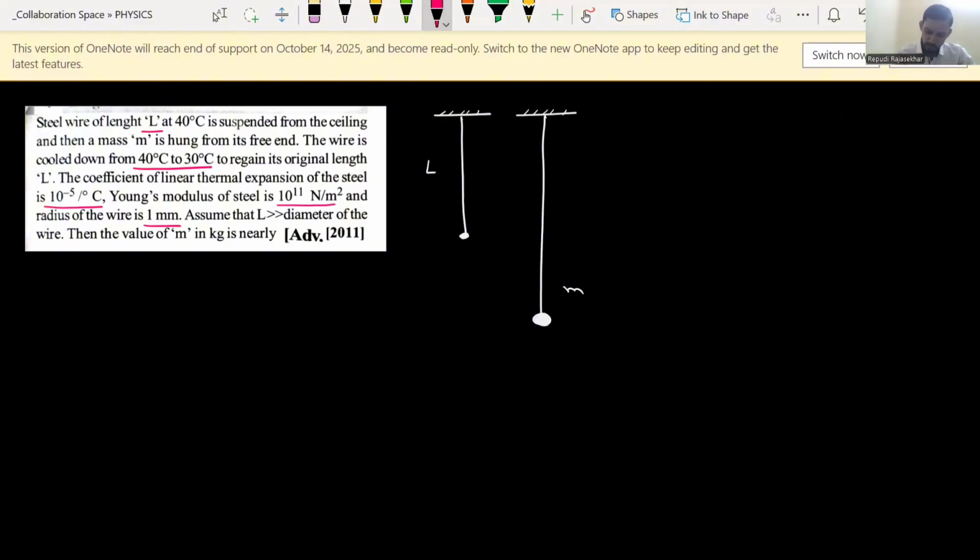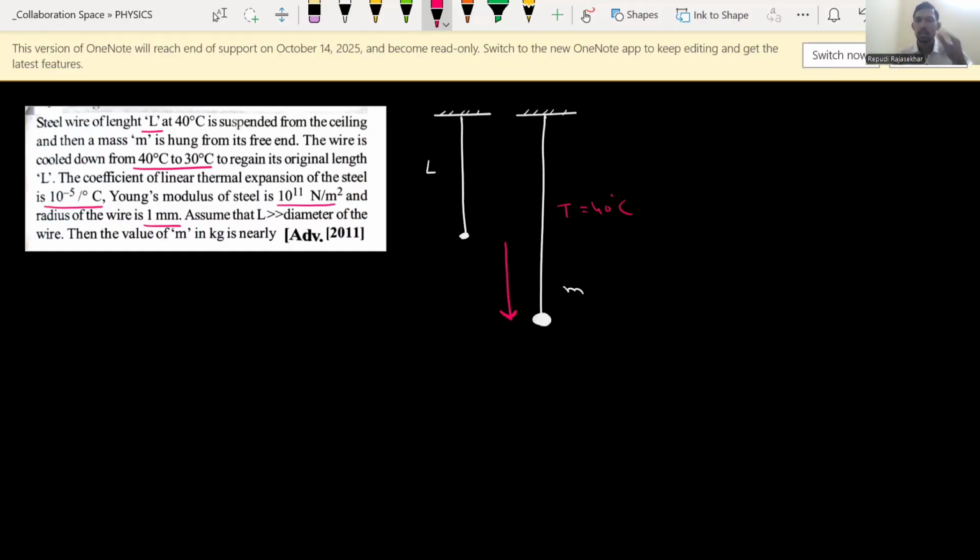Now due to this mass, the length of the wire has elongated. Right? The wire has elongated due to weight. I have taken a wire, one end is connected to the rigid support, and at the other end a particle of mass M is connected. Due to its weight, what happens? The weight wants to pull the wire in the downward direction so that elongation takes place. Now all this happened at what temperature? At a temperature of T equals 40 degrees centigrade.